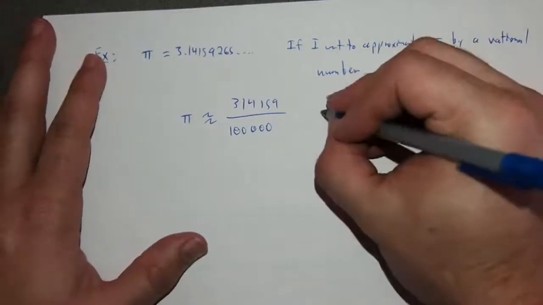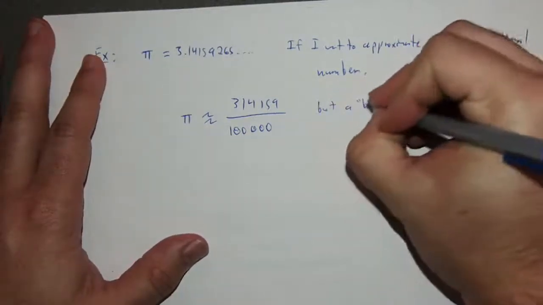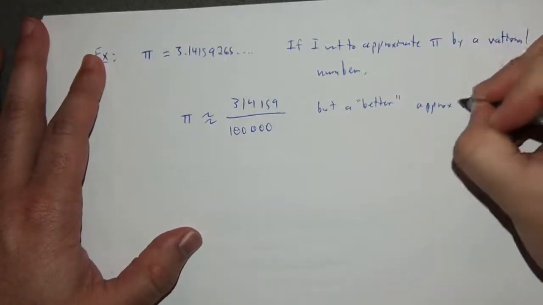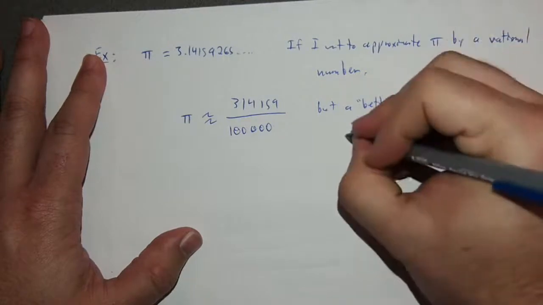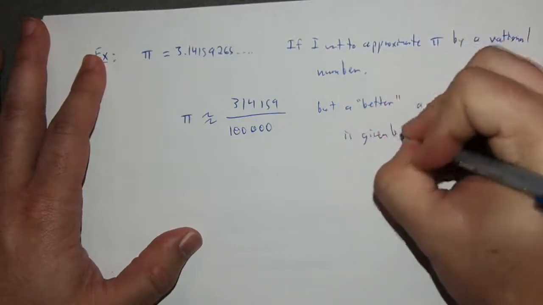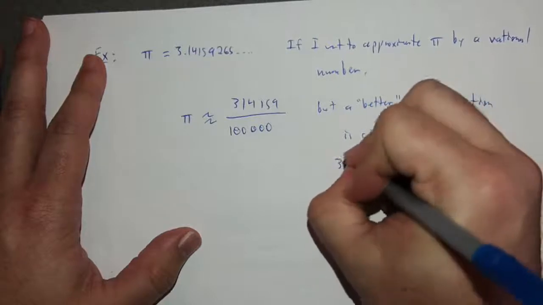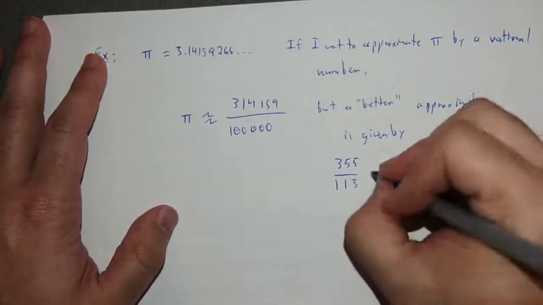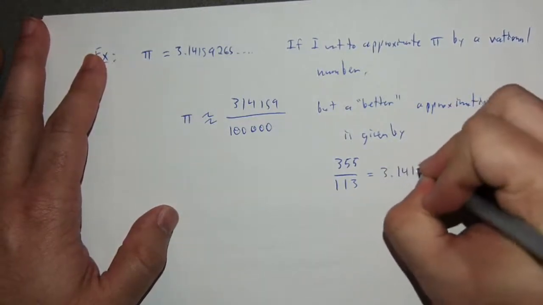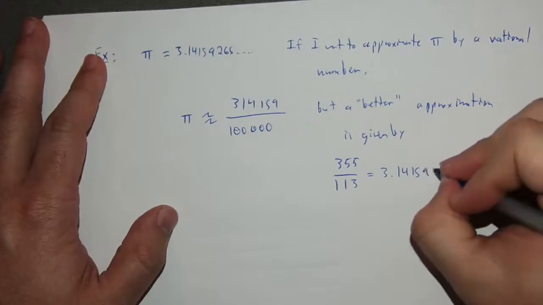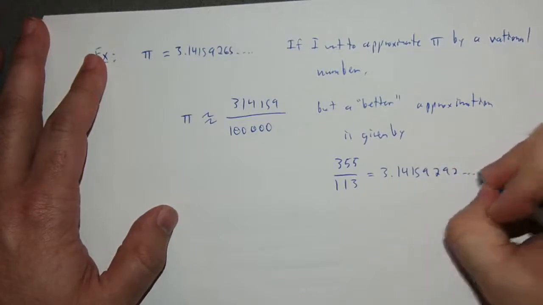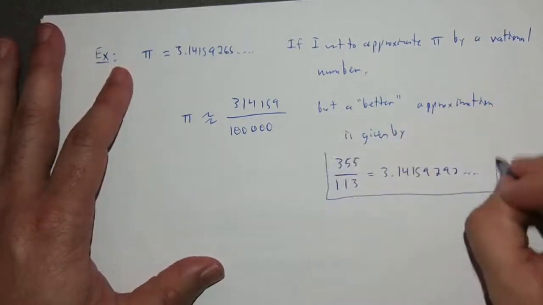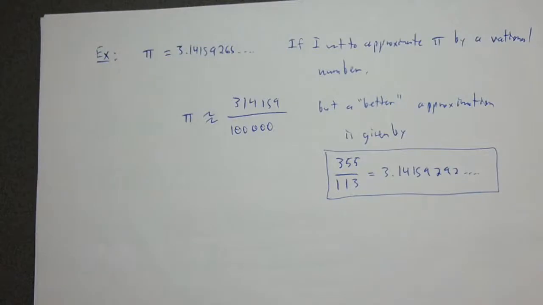But a better approximation is given by 355 over 113, which is 3.14159292, and so on.